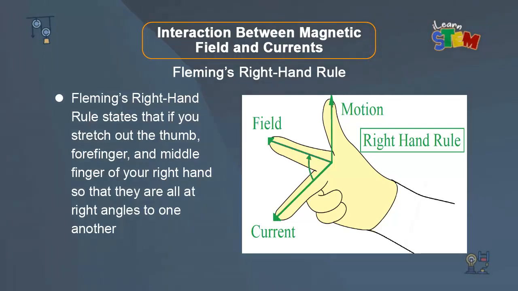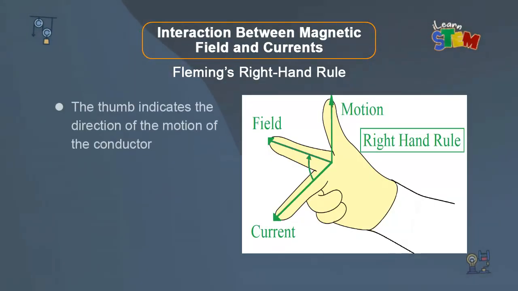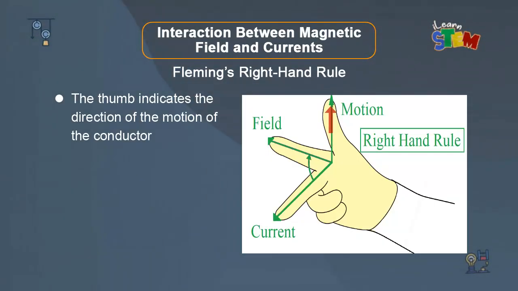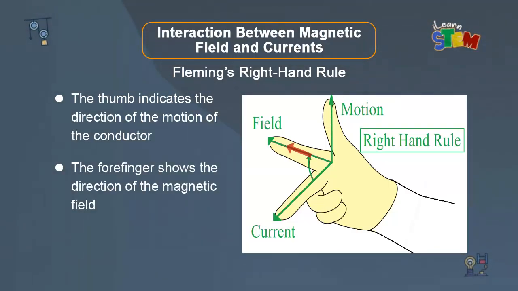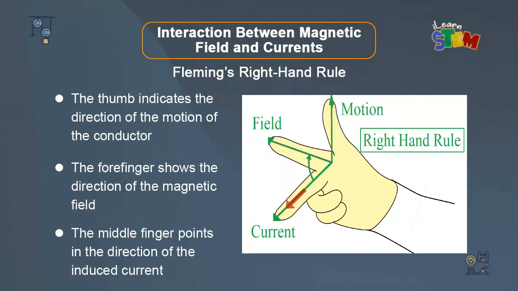Fleming's right-hand rule states that if you stretch out the thumb, forefinger, and middle finger of your right hand so that they are all at right angles to one another, then the thumb indicates the direction of the motion of the conductor. The forefinger shows the direction of the magnetic field, and the middle finger points in the direction of the induced current. This rule helps determine the direction of induced current in a conductor moving within a magnetic field.